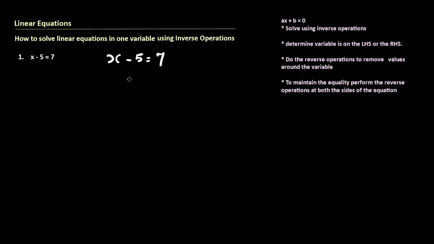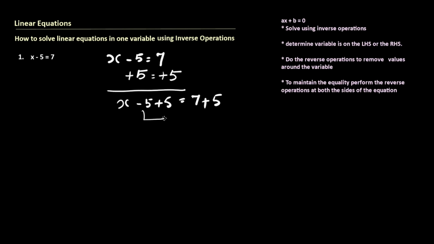We are going to eliminate this by adding 5 to our left hand side of the equation, and we are going to add the same number to the other side of the equation to maintain the balance. That makes our equation x minus 5 plus 5 equals 7 plus 5. So minus 5 plus 5 becomes 0 and only x remains on this side, and 7 plus 5 is 12. So x equals 12.